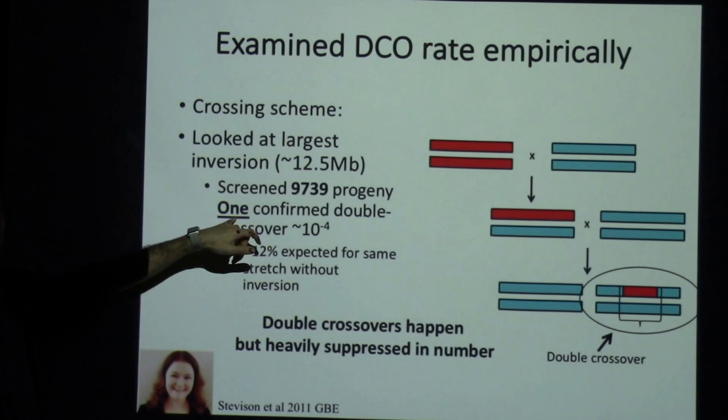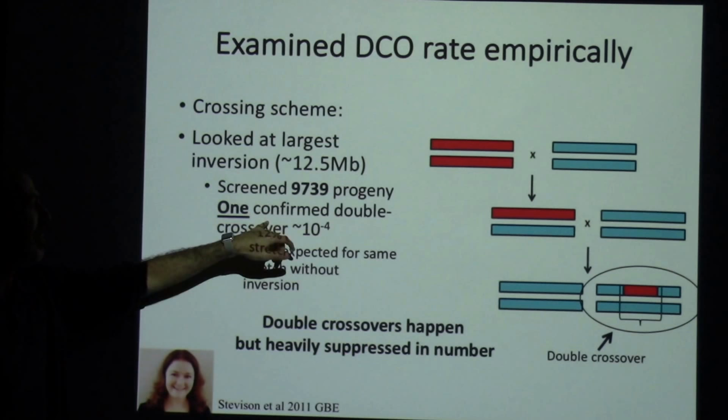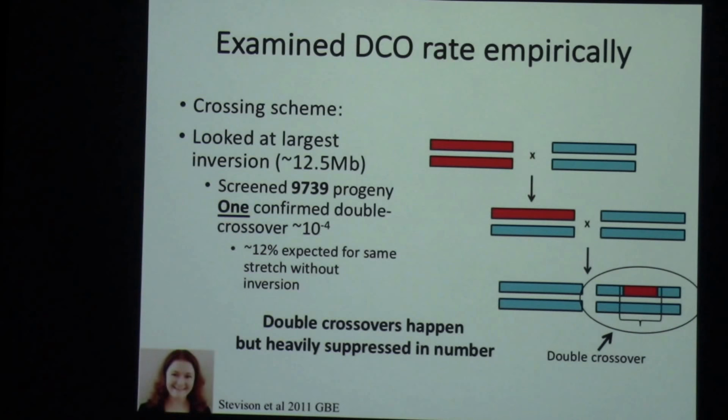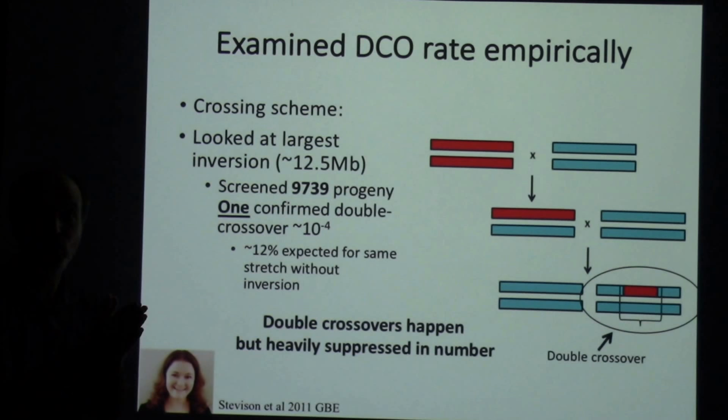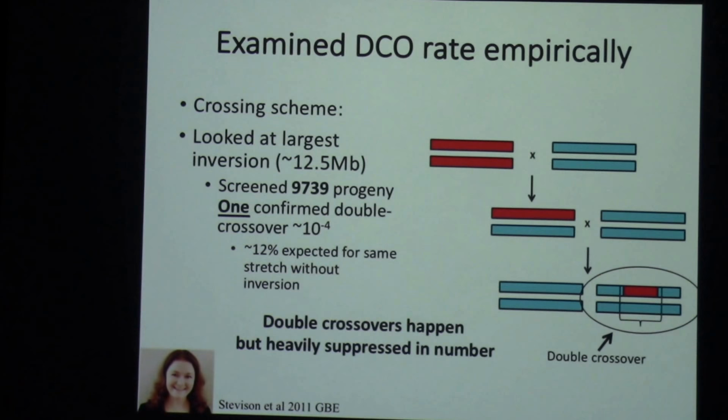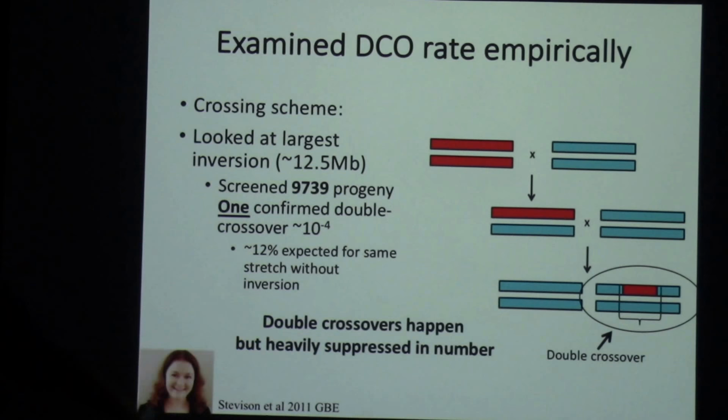To her credit, well, she wouldn't have if she found zero. She found one confirmed double crossover right there, and it was very clearly a double crossover, not a gene conversion, because the stretch of it was hundreds of thousands of base pairs long. So the estimated rate there would be about 10 to the minus 4. Now that, honestly, is very severely suppressed, because if you were to look at individuals that don't have inversions, and just look at the rate of double crossover in that same region, it should be about 12%. So there is still a strong inhibition of crossing over, but you are still getting some of these double crossovers. So they're happening, but just heavily suppressed in numbers.